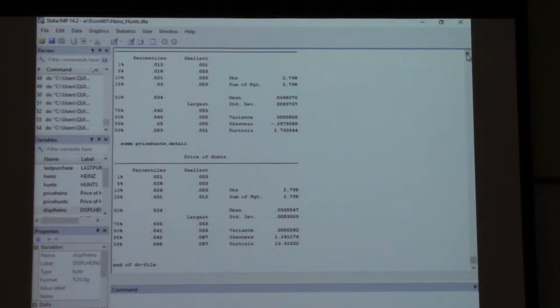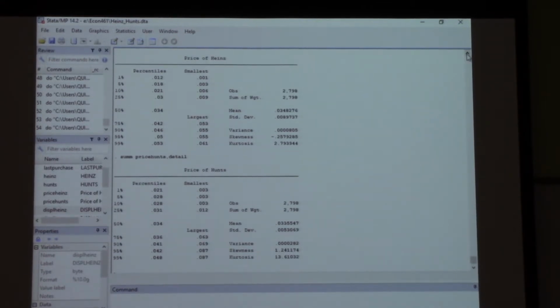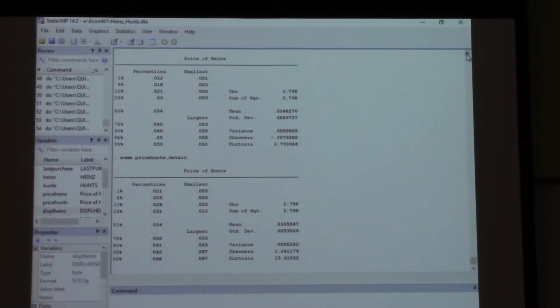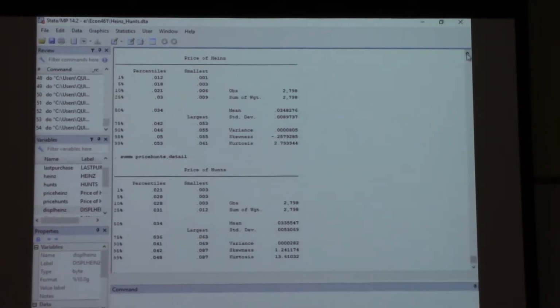So it looks like the average price of this lower is Hunt's. Looks like the average price of Hunt's is about 3.3 cents per ounce. The average price of Heinz is about 3.5 cents per ounce. So there is a small price difference. The maximum price for Hunt's is a little bit higher, I guess 8.7 cents. And the maximum price for Heinz is less than that, which is interesting in itself, even though it has a slightly higher average price.